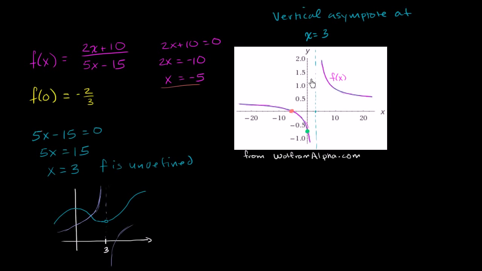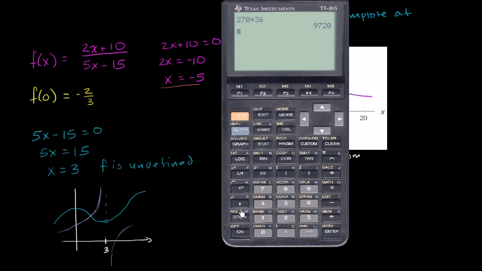But how would you have known that if you didn't have the graph here? If you just had this? We know it's not defined at 3, but how do we know it's not a point discontinuity and not instead a vertical asymptote? Well, there's a couple of ways to do it. One way is you could try values near 3 and see what happens.